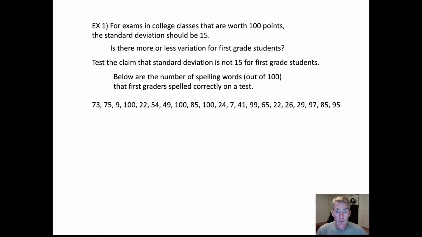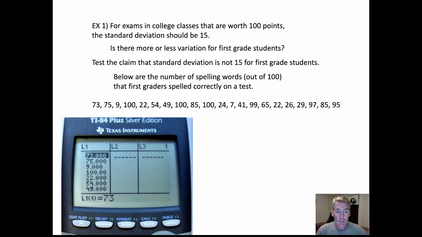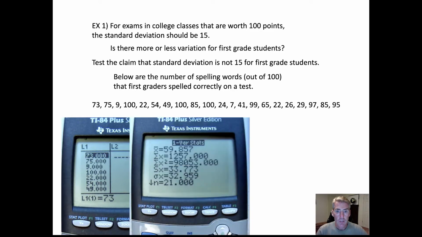What we'll need to do is put those into the calculator in, say, list 1, and then find the mean and standard deviation. Although we don't need the mean, we just need the standard deviation S and the sample size 21. So S is 33.773, and that's 21 students. The claim is about standard deviation, so that uses sigma. I said it would not equal 15.